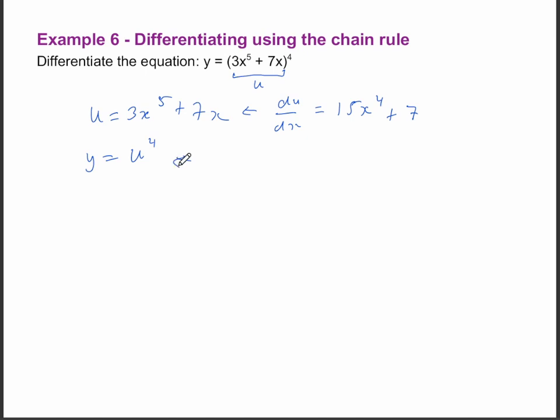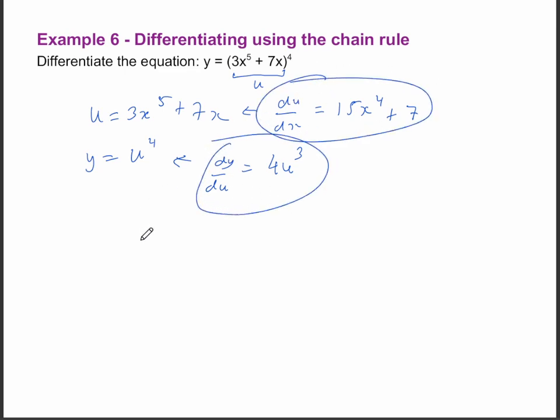And the same thing we can do for y = u^4, dy over du. In this case will be 4u^3. Then what we will do is just multiply the two together. And we end up getting 4u cubed multiplied by (15x^4 + 7). That will just be 60u cubed x^4 + 28u cubed. Then obviously we change the u back into x.